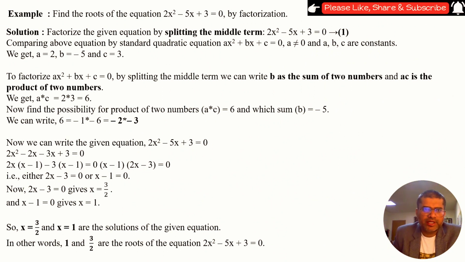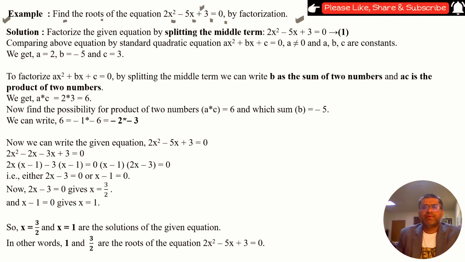Now this is your given example. Find the roots of the equation 2x square minus 5x plus 3 is equal to 0 by factorization. What he is saying here is, just find the roots of the given quadratic equation by factorization method.